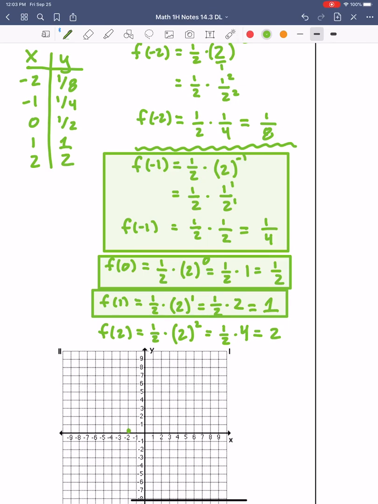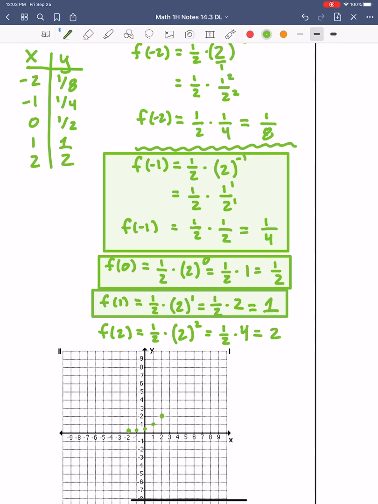Next we have -1, 1/4. So that's going to be same deal, just a little bit higher. Then we have 0, 1/2. So that's just going to be right in the middle there. Then we have 1, 1. And then we have 2, 2.